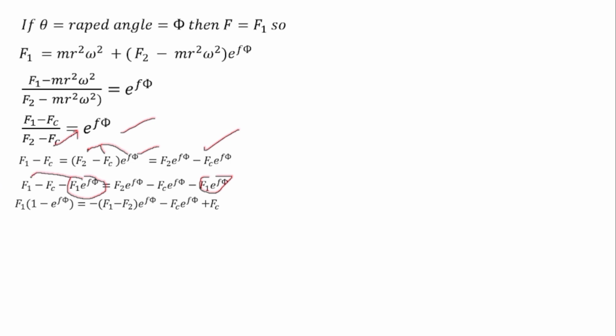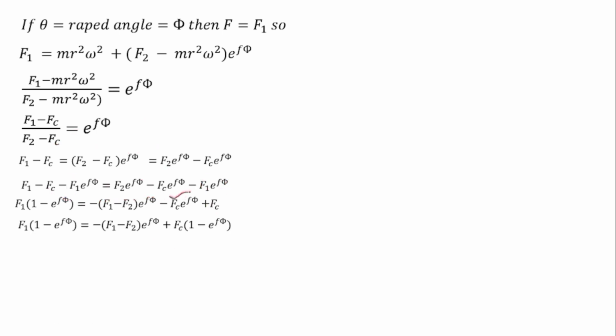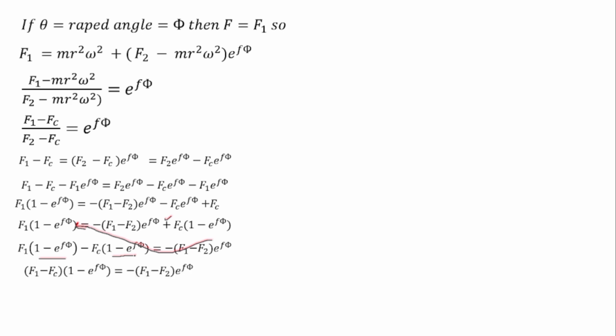Take f1 common from these two, and similarly exponential of f pi from these two, and bring fc over here, it is going to become plus f. And after that, take fc common from both of them, so you will get this. After that, bring this over here, so this positive sign will become negative on the other side of the equation like this. Now since this is common in these two, so take this common out from these two, you will get this equation. And after that, take minus common from these two.